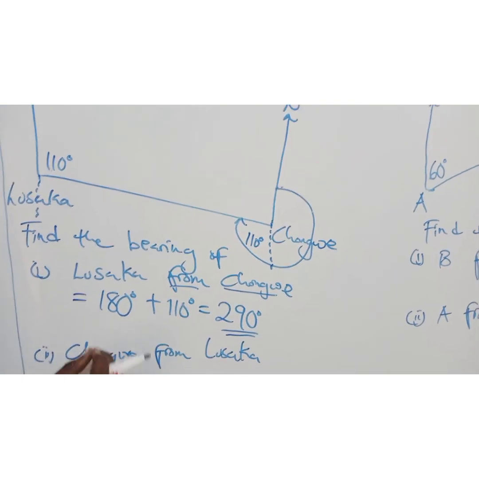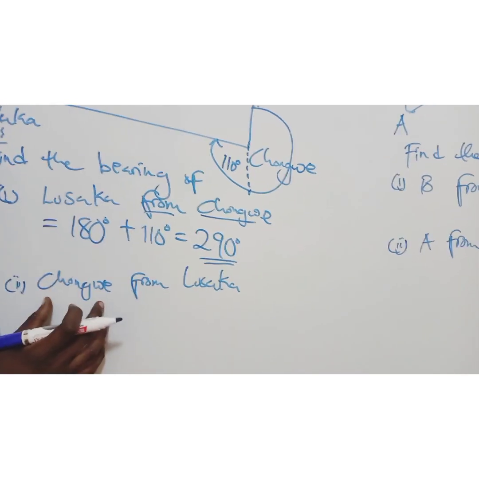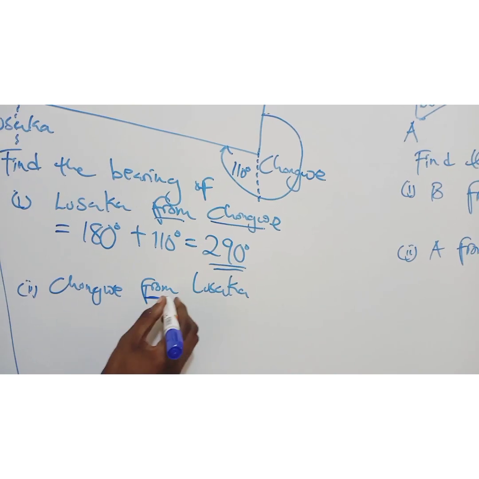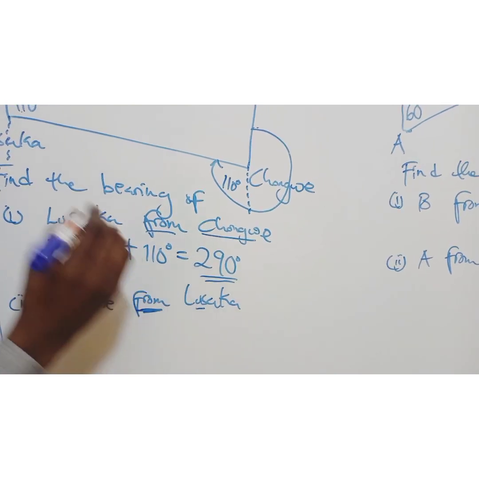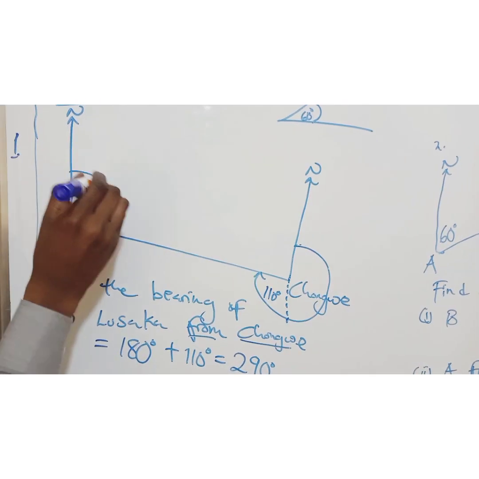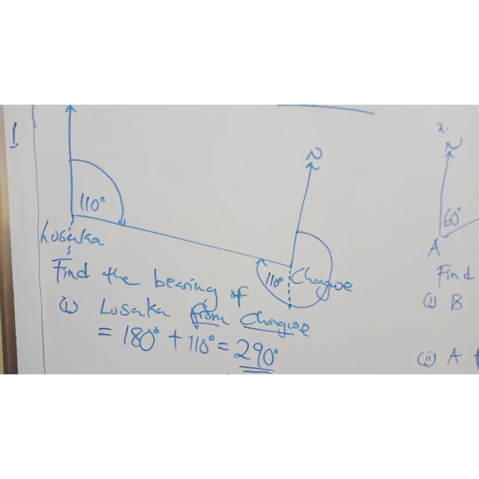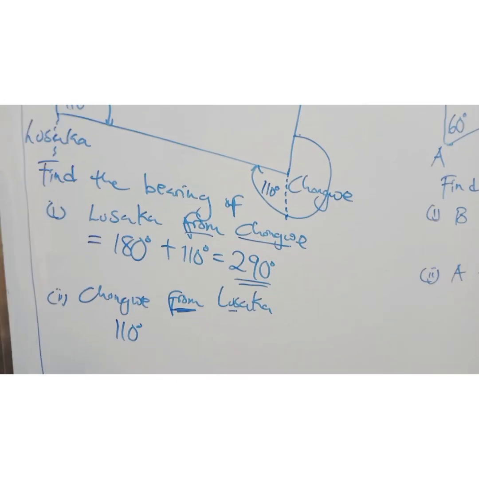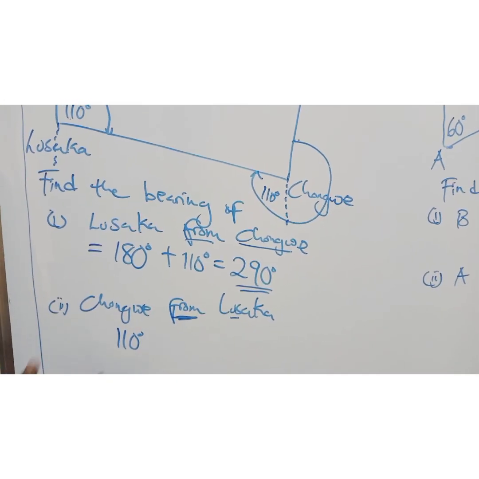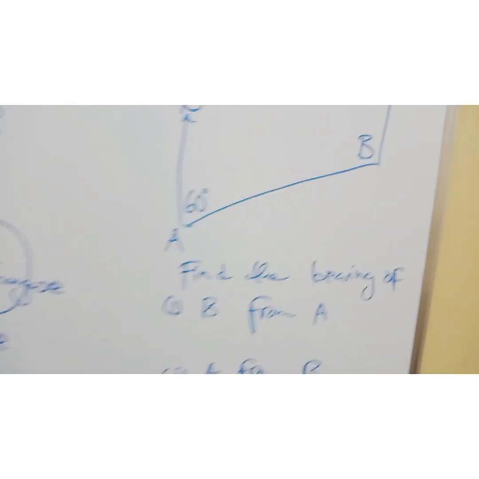And then we have, find the bearing of Chongwe from Lusaka. Chongwe from Lusaka. Where's my starting point? Lusaka. And remember, it's clockwise always. So from here up to here. Simple. What's my number that's there? 110. You're done. I know it's unbelievable. I know you don't believe, but it's simple. It's 110. Let's move on to this.